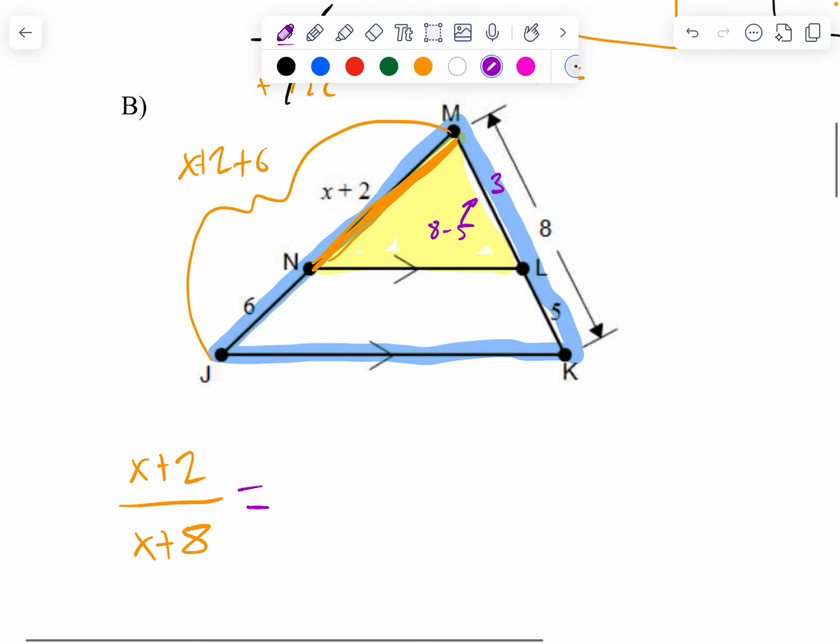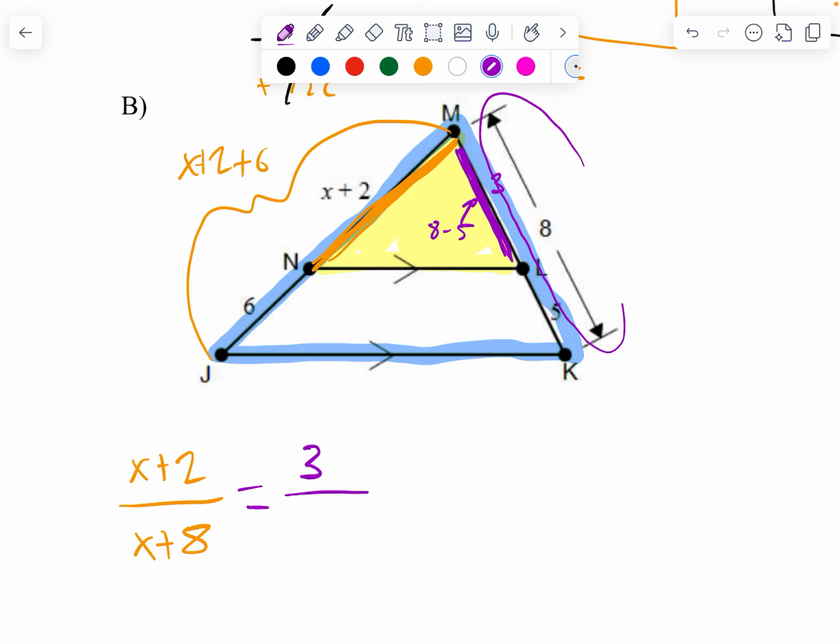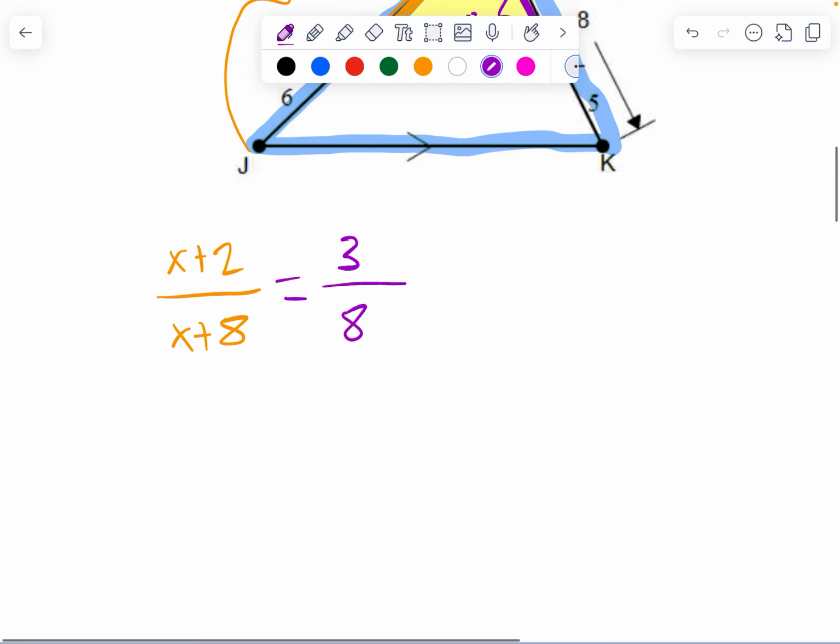All right, and then equals, let's write that other proportion. So we did the smaller triangle first, right? Our x plus 2 first, which means we're going to start with 3 first. Keep it consistent in your proportion. And then it's going to be over the entire side, which we know is 8. And there you go. And it's going to be the exact same process as before.